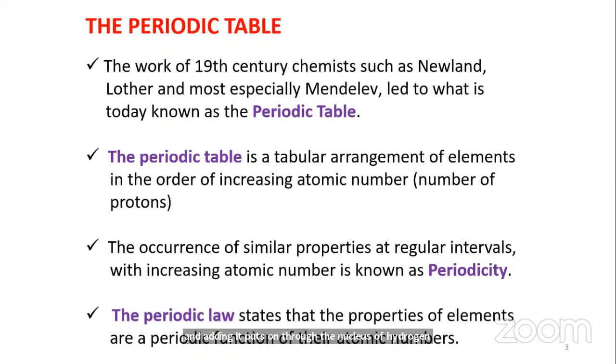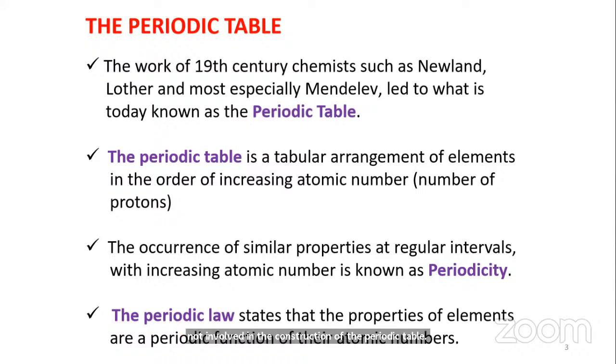Similarly, lithium has 3 protons, 3 electrons. That is adding an electron to helium and also adding a proton to the nucleus of helium. So in the periodic table, we are concerned basically with the number of protons. The number of neutrons is not involved in the construction of the periodic table.